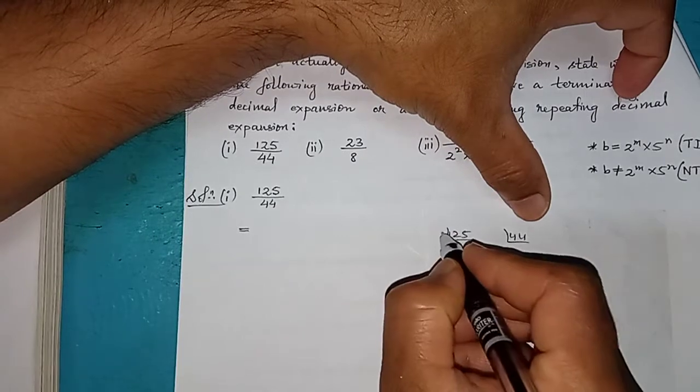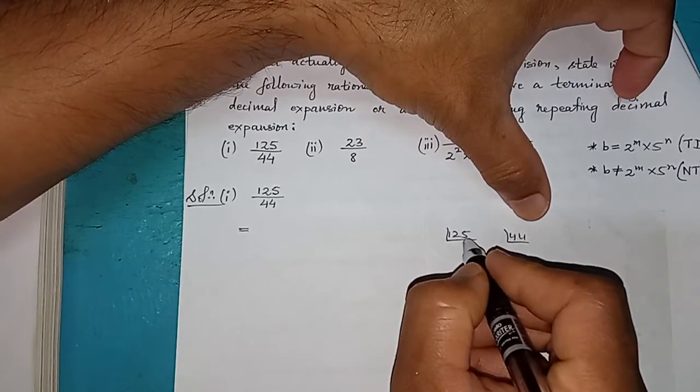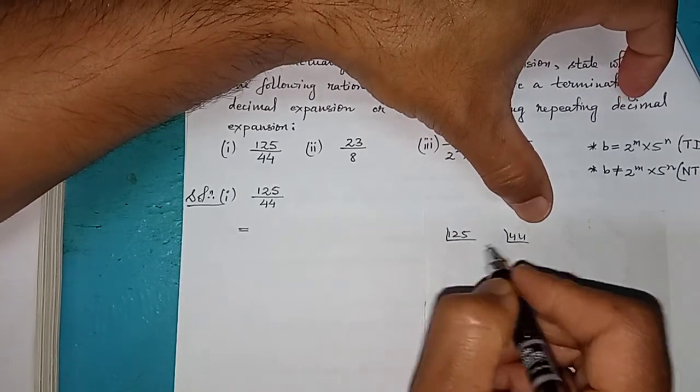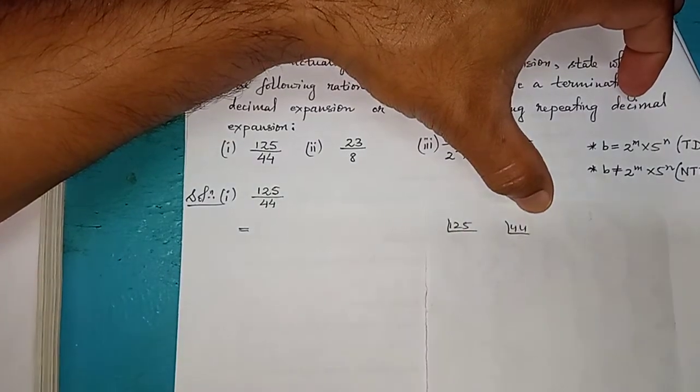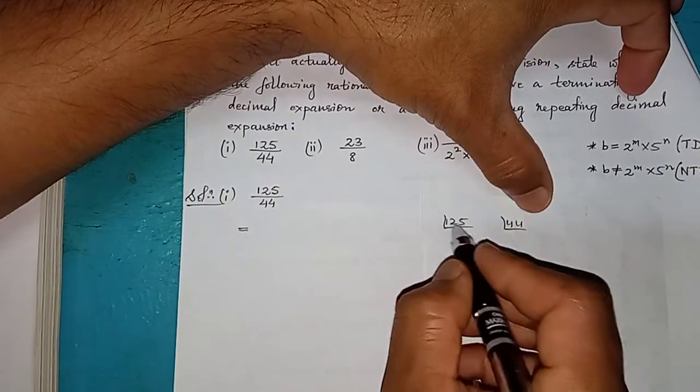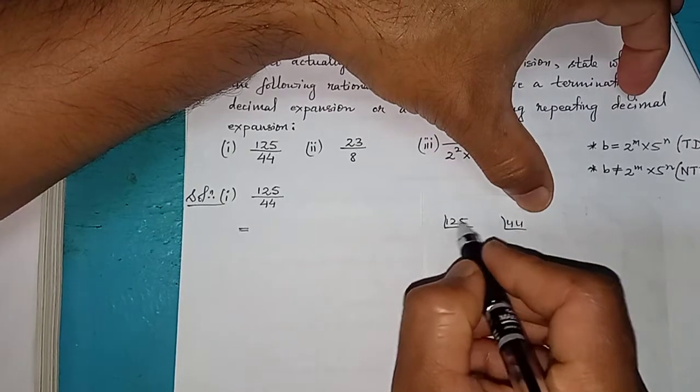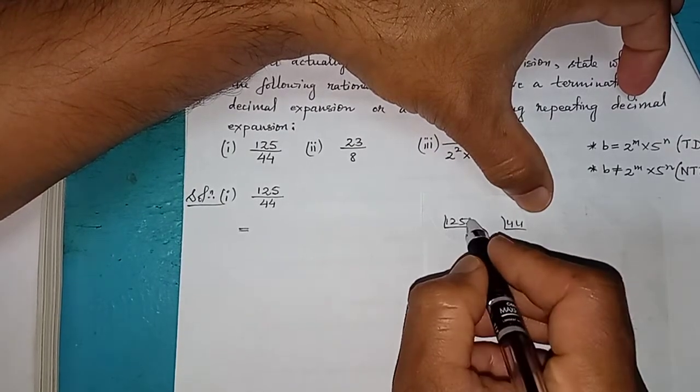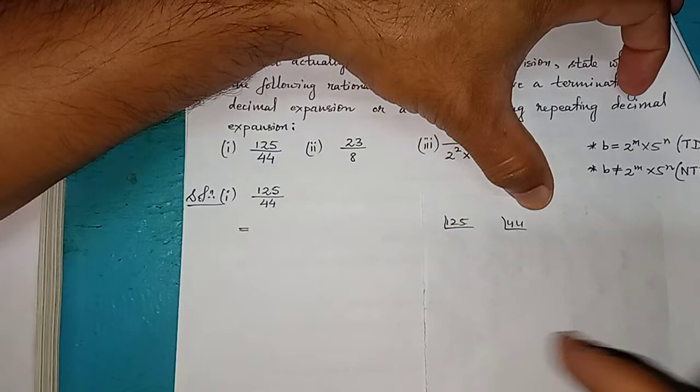See, 125 is an odd number, so we can't divide by 2. For prime factorization, remember the prime numbers: 2, 3, 5, 7. If you cannot divide by 2, then try 3. For 3, remember, we have to add the digits: 1, 2, 5 gives 8. 8 doesn't come in the table of 3, which means we cannot divide by 3 also. Next one, 5.